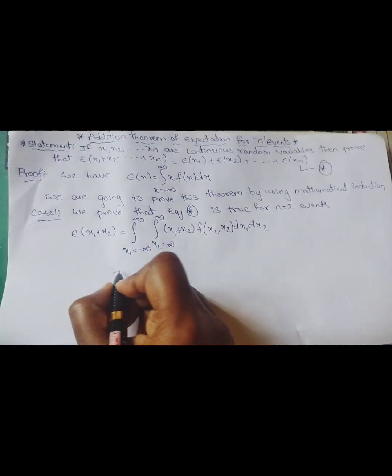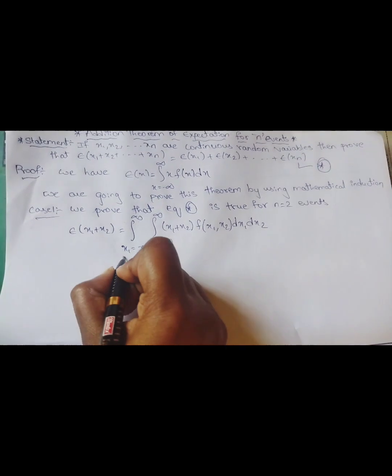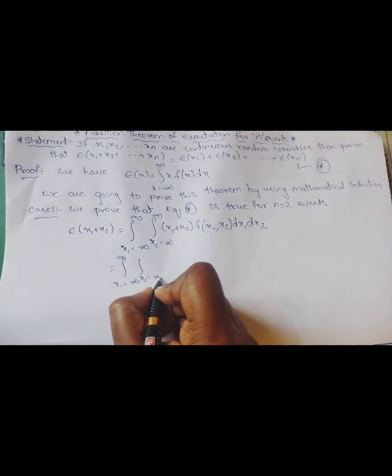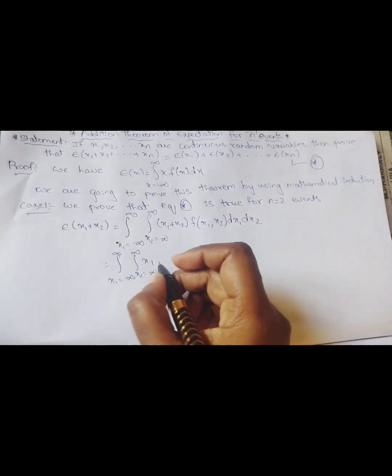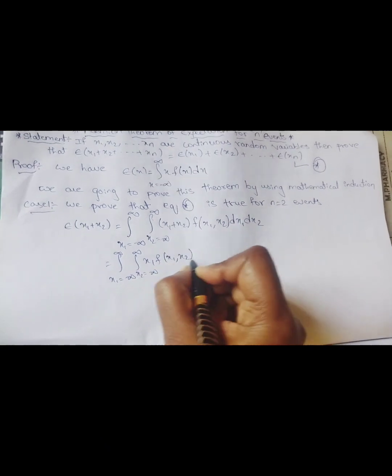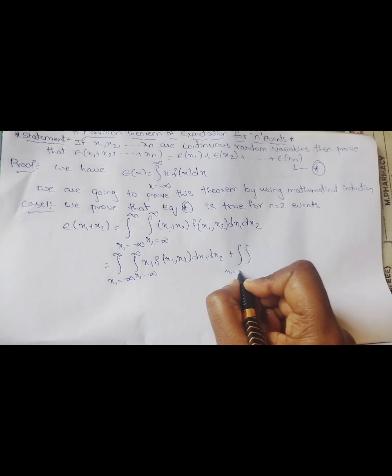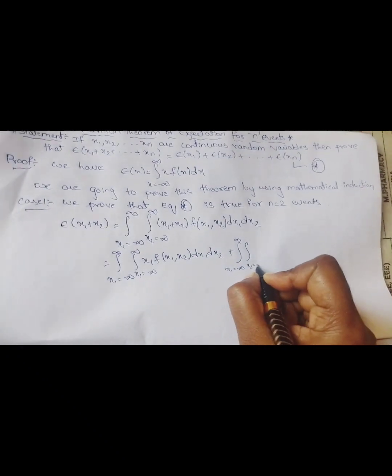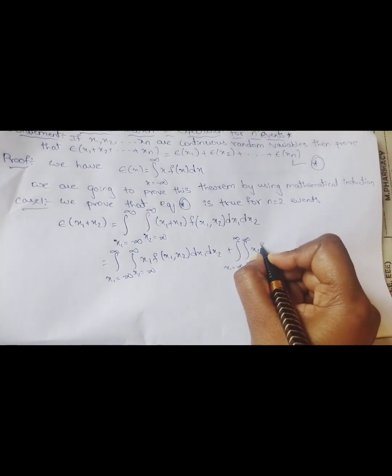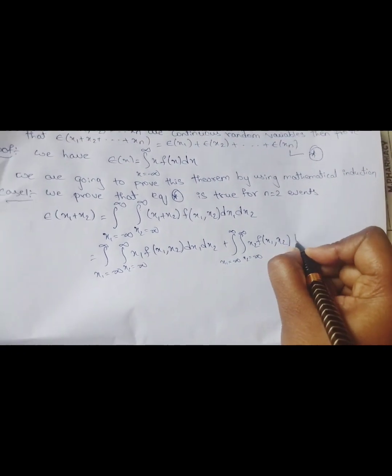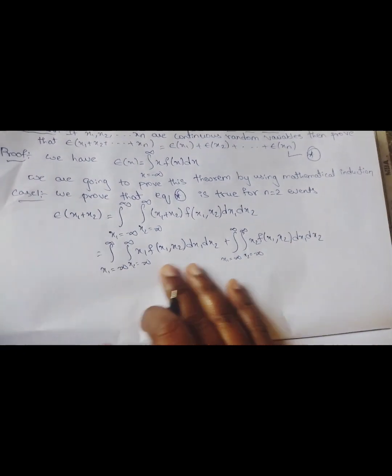Let us do that. So integral x1 equal to minus infinity to plus infinity, integral x2 equal to minus infinity to plus infinity, x1 into f of x1 comma x2 dx1 dx2 plus again double integral x1 equal to minus infinity to plus infinity, x2 equal to minus infinity to plus infinity, x2 into f of x1 comma x2 into dx1 dx2.